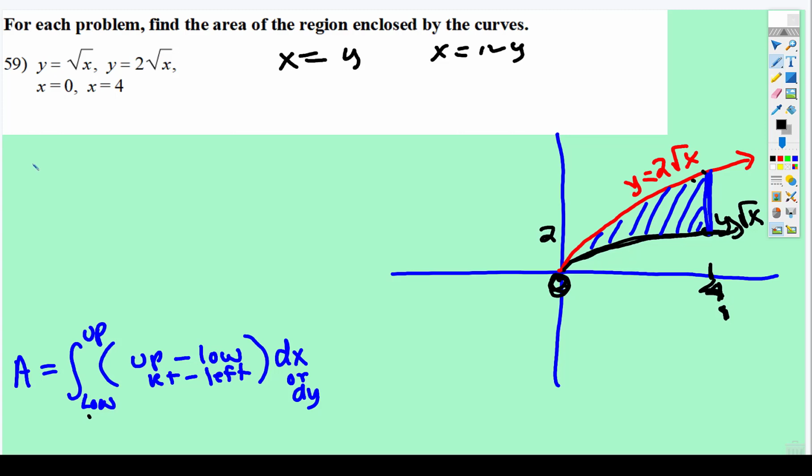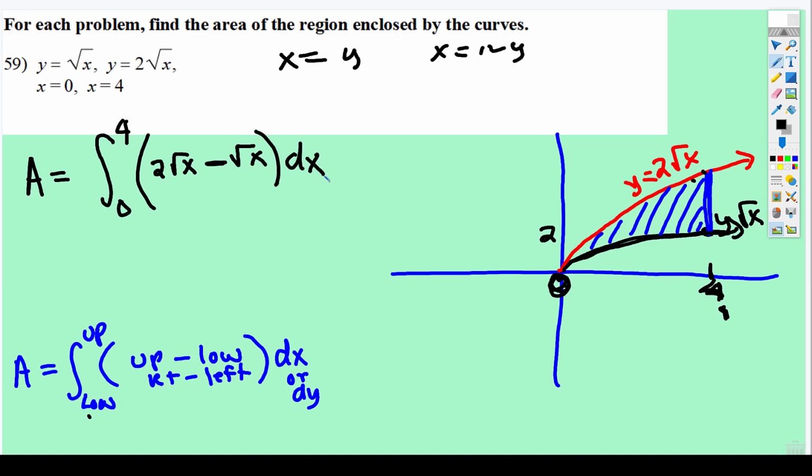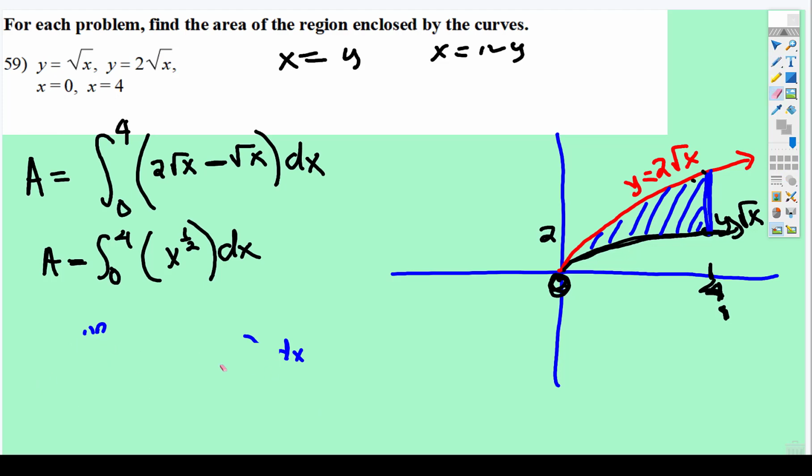So let's go ahead and get started. The area between those two curves, and we are going from the lower bound 0 to the upper bound 4. The upper function is 2 root x, and we're subtracting the lower function, which is just root x, dx. All right, well, that can be simplified. 2 root x subtract root x is just root x. 2 subtract 1 is 1. And I'm going to rewrite it as x to the 1/2 dx.